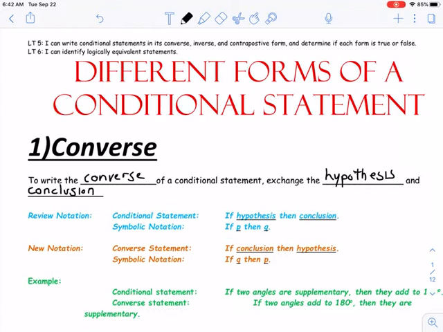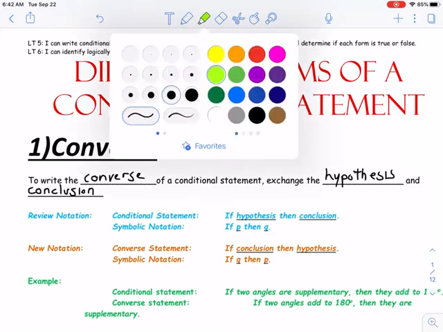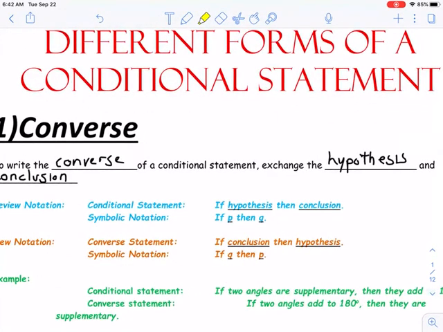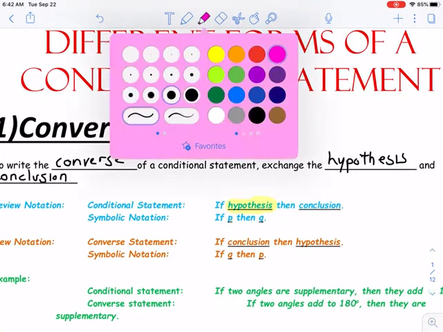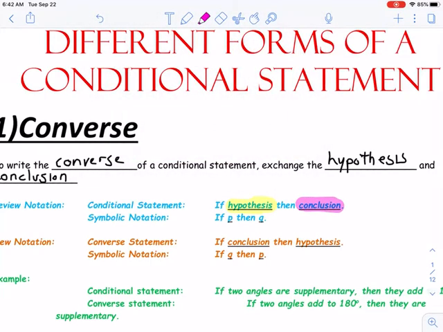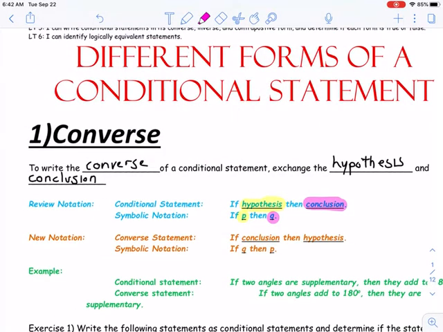Alright, so let's just dive into it. Reviewing what we already learned: a conditional statement is if hypothesis, then conclusion, and symbolically, if P, then Q. Now, what we're going to do is if conclusion, then hypothesis. So we're literally swapping the order. So if Q, then P.